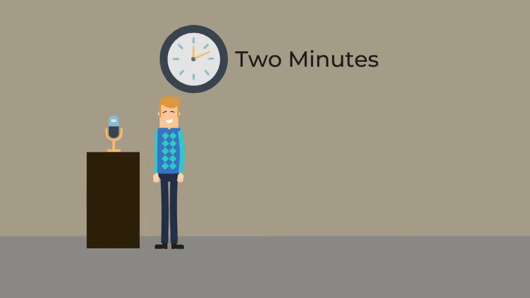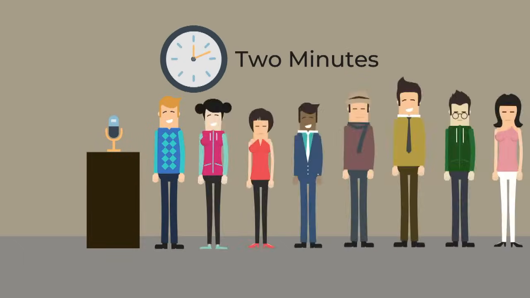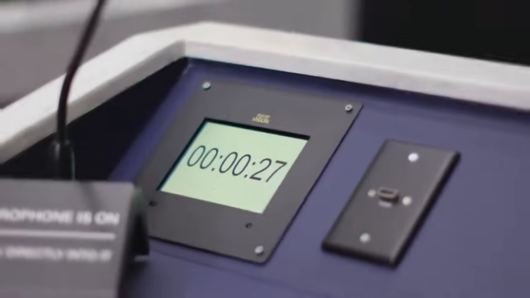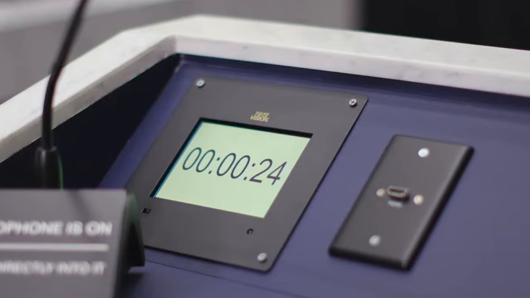Now, you get 2 minutes to speak, but if lots of people want to talk, it might get cut to 1 minute. So, you might want to consider writing 2 sets of comments, one for 2 minutes, another one for 1. That way, if time's cut, you won't be scrambling. There's also a countdown clock at the podium to keep you on track.